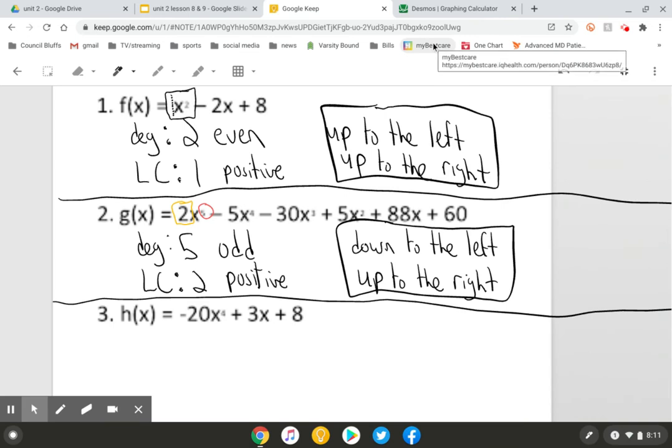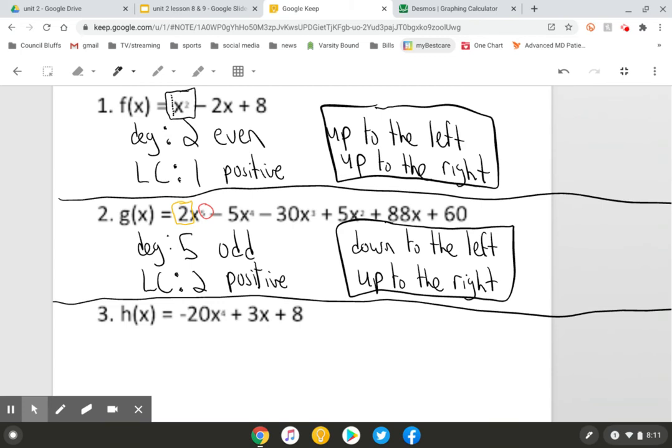Okay. Again, end behavior only tells us what happens as x gets really large or really small. It doesn't help us with what happens in the middle. To figure out what happens in the middle, we have to do something else, and we haven't gotten to that yet. End behavior only tells us what happens at the ends, hence end behavior.